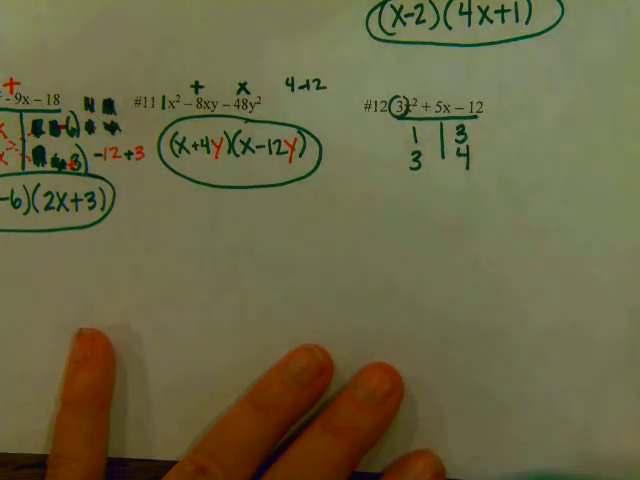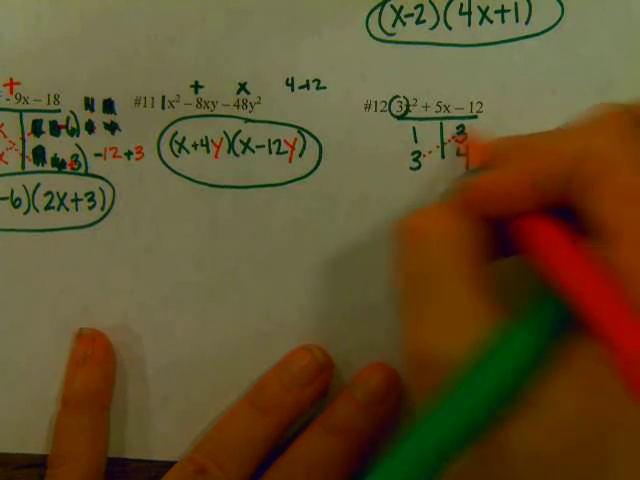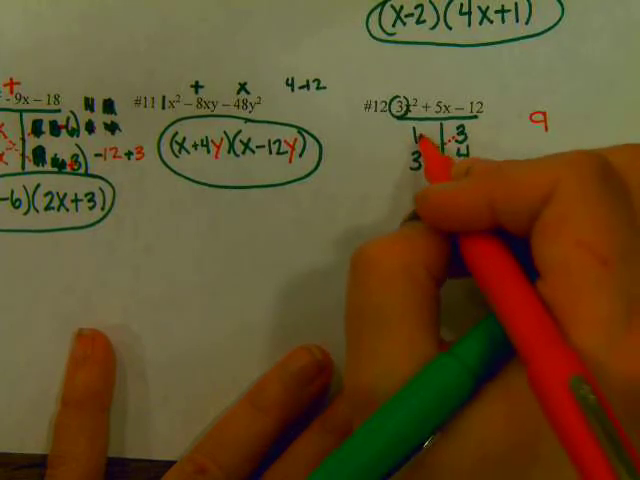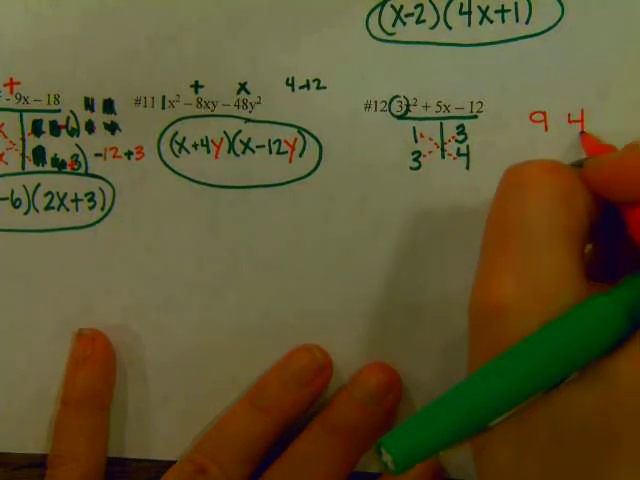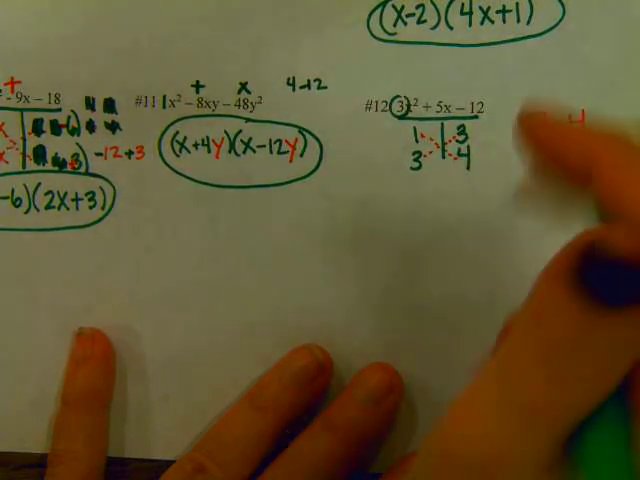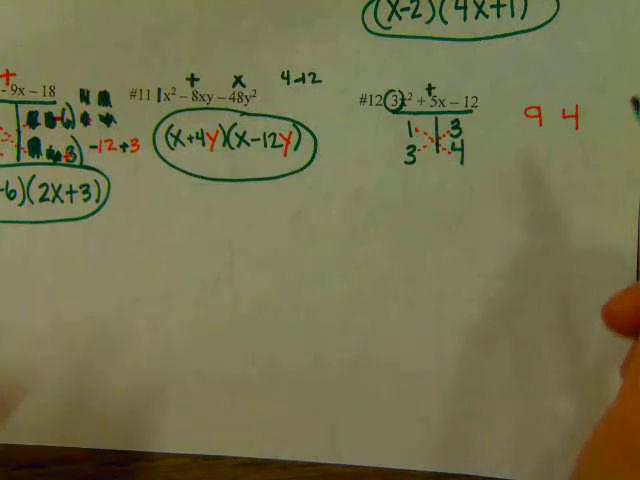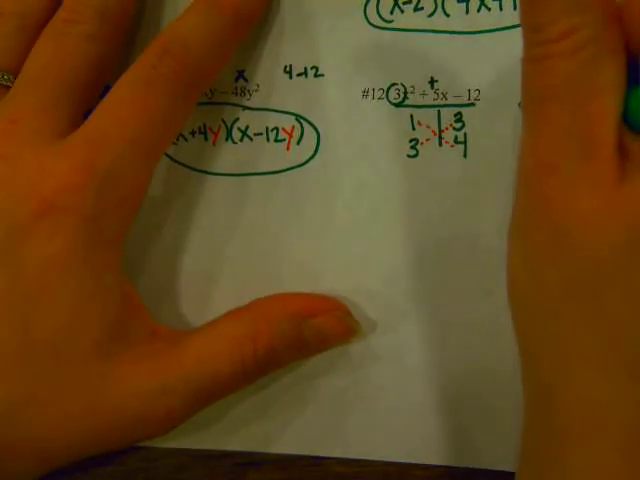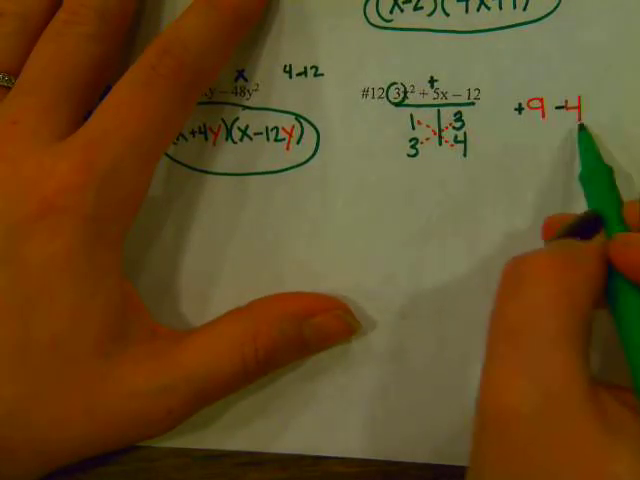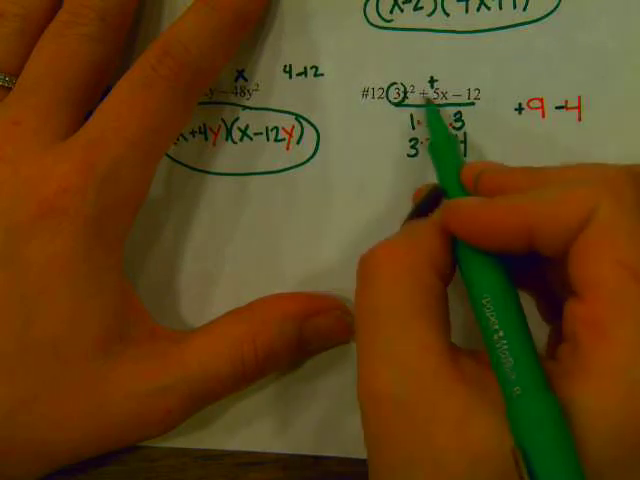And again, we're just going to do what we've been doing. 3 times 3 is 9. 1 times 4 is 4. Is there any way that they will add to 5 in the middle? Yes, as long as the 4 is the negative number and the 9 is the positive, these two will add up to 5 in the middle.